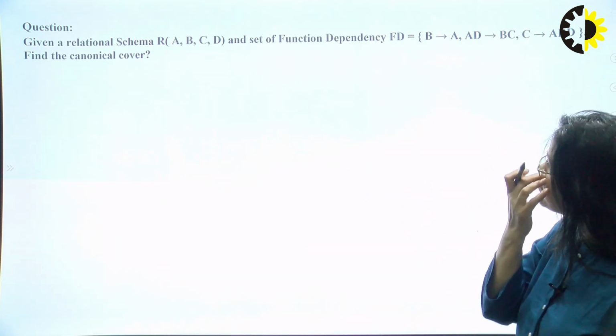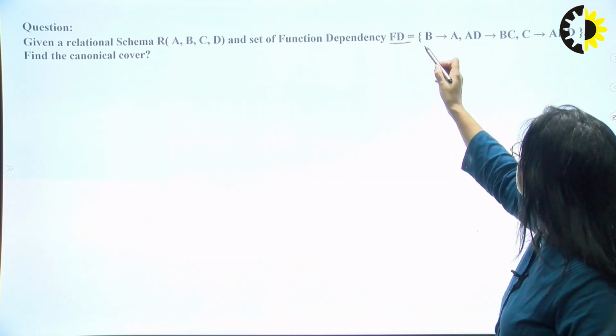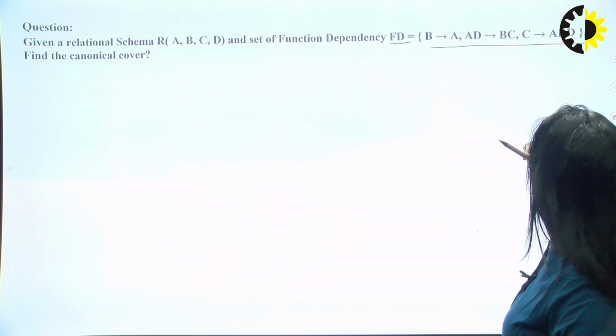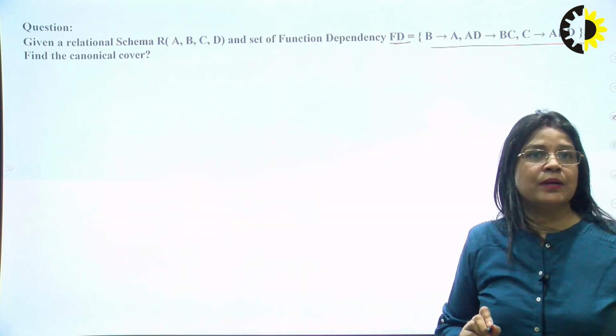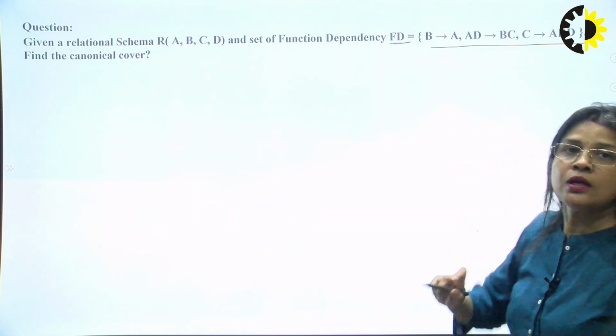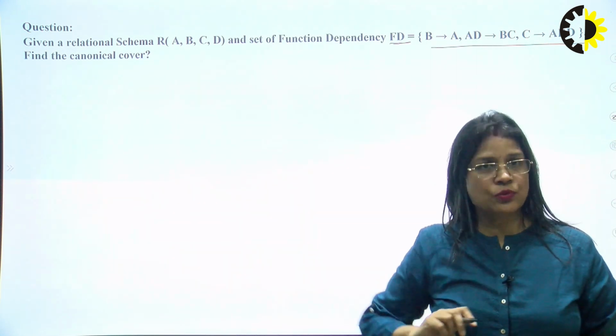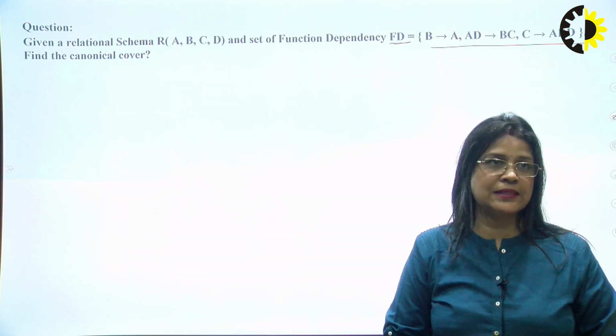Here we are taking one example. We can see that the functional dependency set is given to us. This is nothing but the given set of functional dependencies. How many functional dependencies are given? 1, 2, 3. Three functional dependencies are given, and now you need to find the canonical cover for this set.